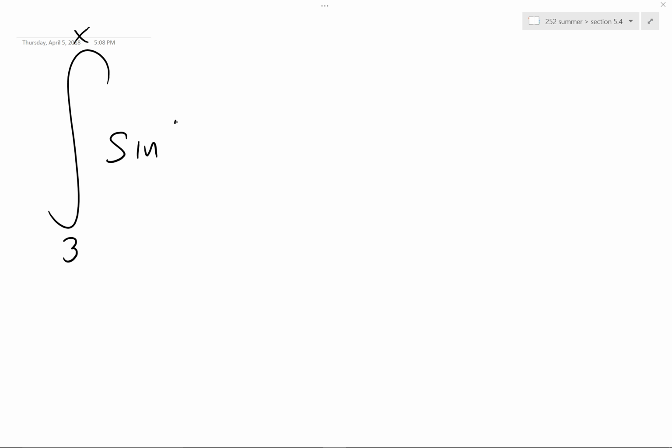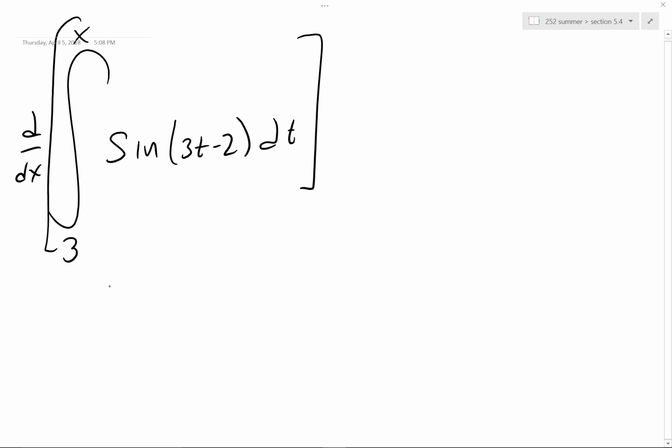It's the integral of the sine of 3t minus 2, or something, dt. And you're like, let's take the derivative with respect to x. Okay, cool. So that will cancel and you'll be left with the sine of 3x minus 2. That's it, man. Nothing to it. Now, if they were all that easy, I would be done with the video right now.